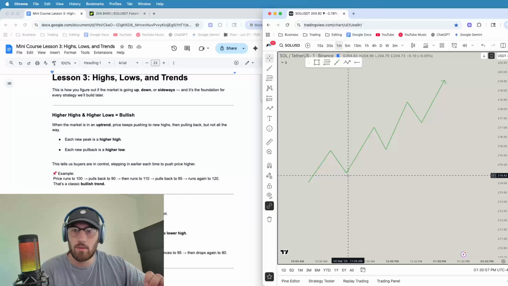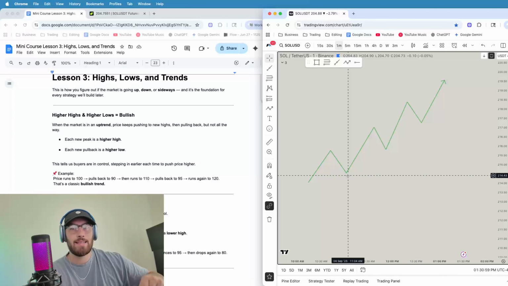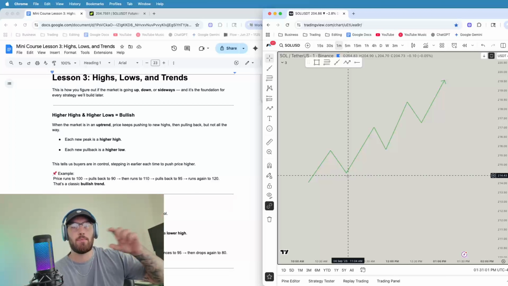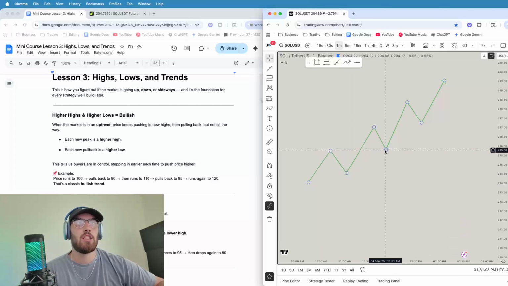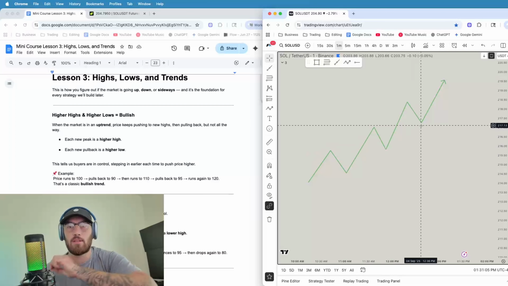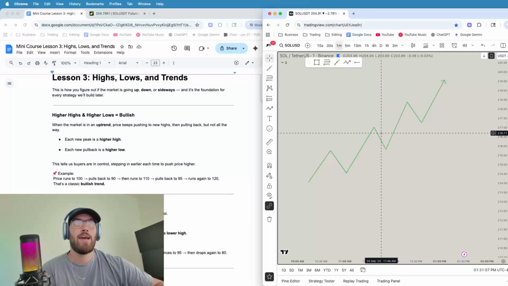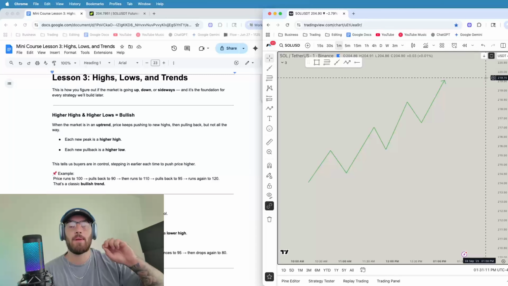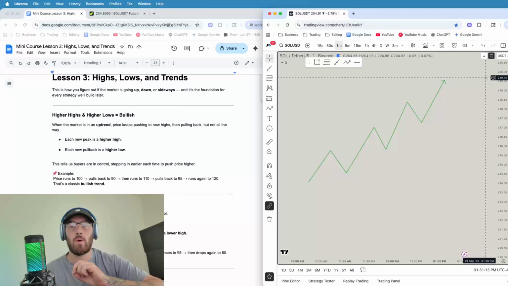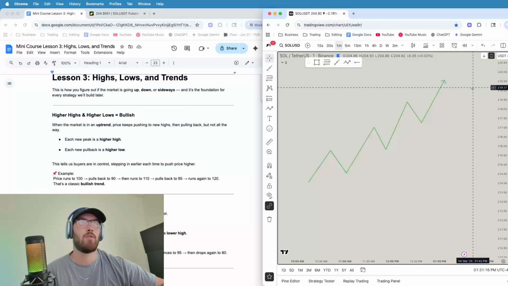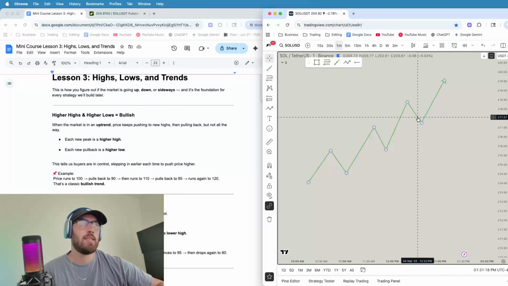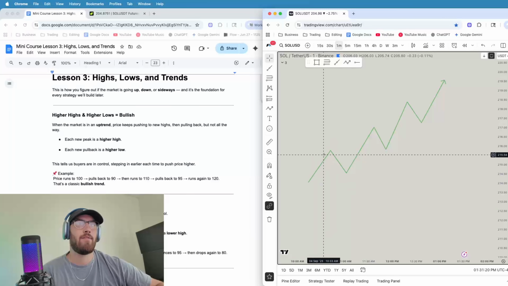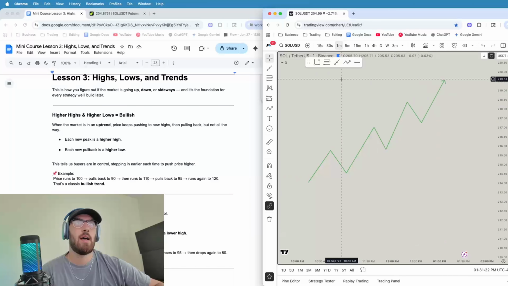Same thing with the lows. If we're in an uptrend, the highs and the lows are each getting higher than the previous one. So each low is higher than the previous low. That is how we know we are in an uptrend. It is stair-stepping its way up. Each high is higher than the most recent one, and each low is higher than the most recent one. So it's pretty easy to understand. You have all of these moving upwards.